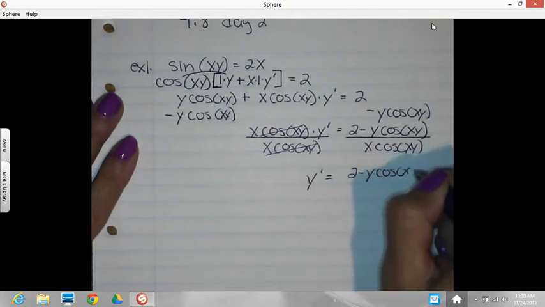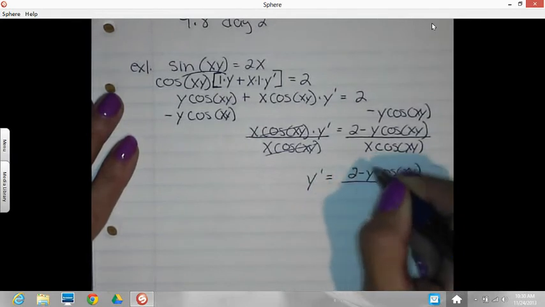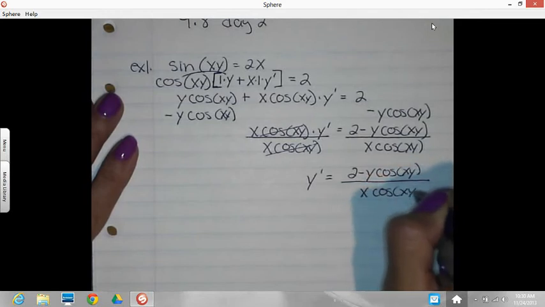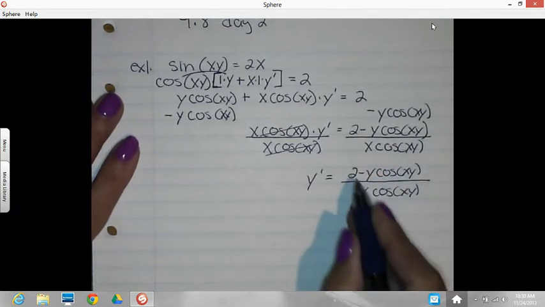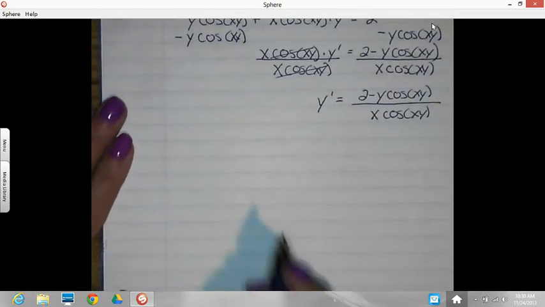Don't get cancel happy with the cosine of xy's because it is holding hands over here with the 2. So do not cancel those. It's holding hands there. Can't get rid of it. Okay, so a little bit more involved. Let's keep working.